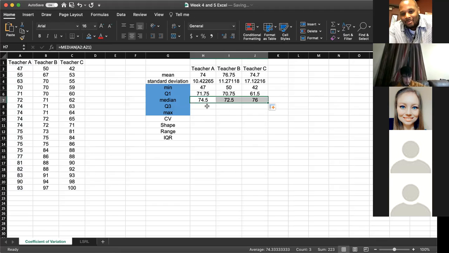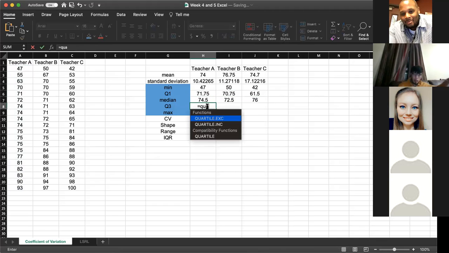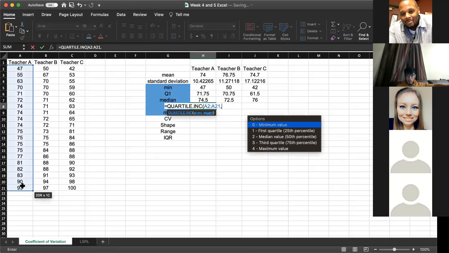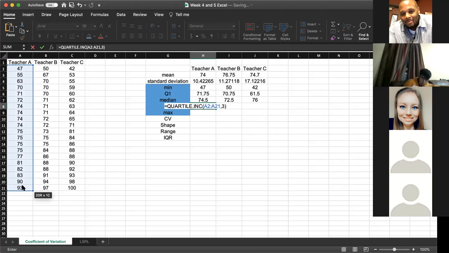Q3, again, use the quartile function, INC. This time though, when you do it, you're going to drag across your numbers that you want. This time you're trying to find the third quartile. So you type a 3 in on the back of that. Everybody got that? Type the 3 in the back and close that.